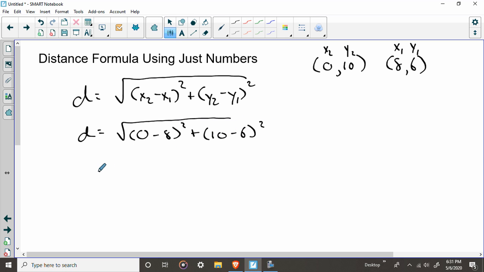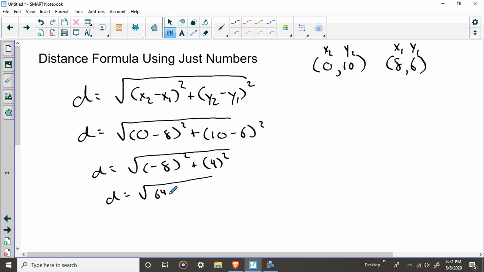0 minus 8 is going to be negative 8. 10 minus 6 is going to be 4. Negative 8 squared is going to be 64. 4 squared is going to be 16. 64 and 16 is going to be 80. So your distance is going to equal the square root of 80.